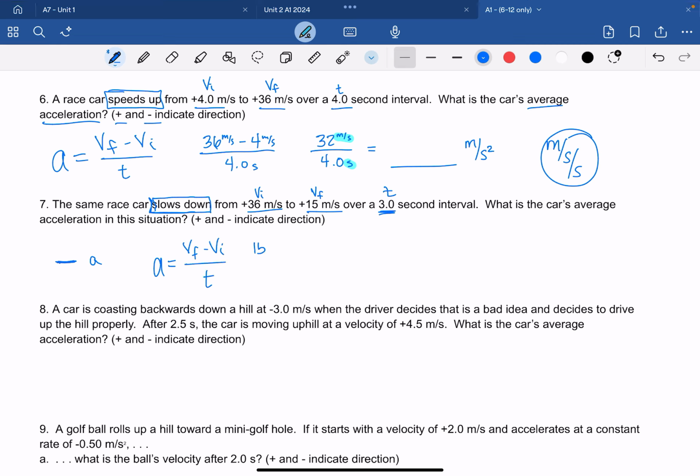Final velocity was 15 meters per second. Our initial was 36 meters per second. This all occurs over a 3-second time interval. And then you can see on the top, 15 minus 36, that answer on the top is going to be a negative number, whatever it may be. And then you're dividing by 3 seconds. And so you know that your answer is going to be some sort of negative acceleration there. And I'll let you guys get that one. But yeah, negative answer, whatever it may be. And we are in meters per second squared.